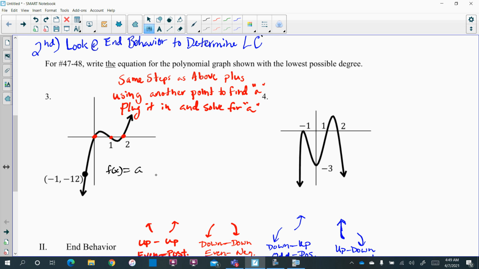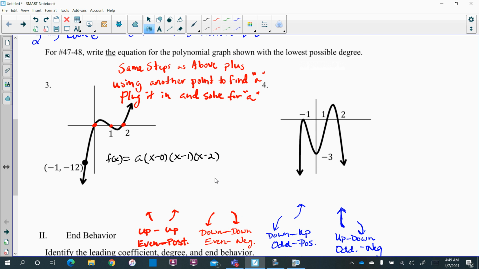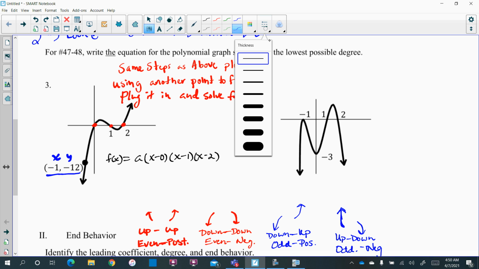Our f of x is a, parentheses, x minus 0, x minus 1, and x minus 2. Okay. So what we're going to do now is plug in the given point, this point right here, and we know the x and the y, to solve for the a.